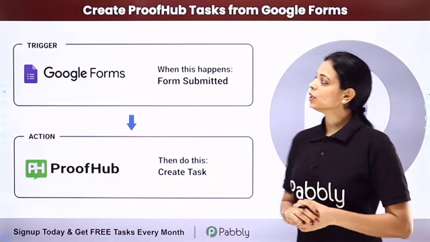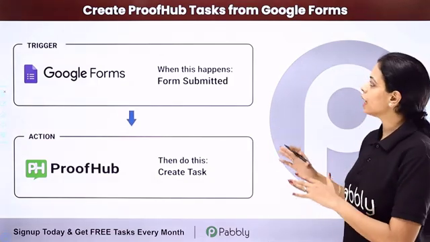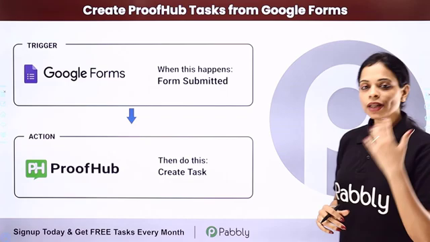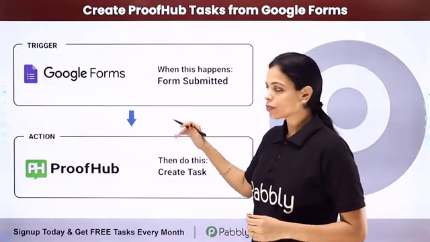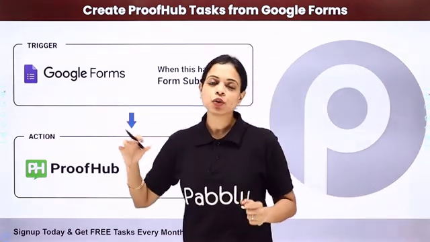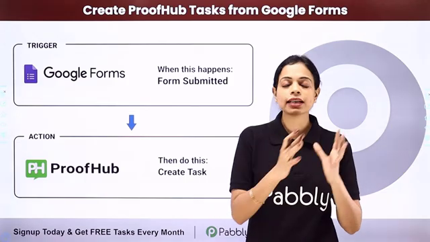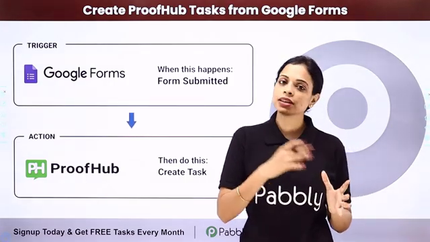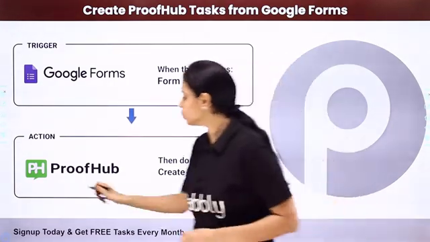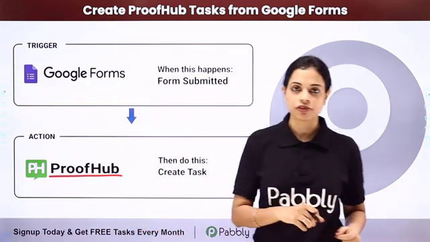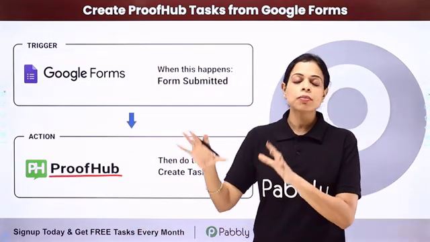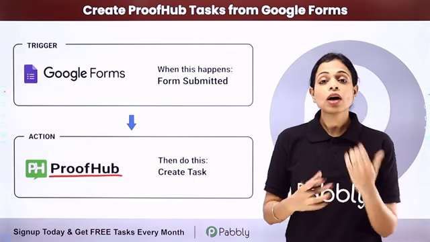In this video, we are going to see how to create ProofHub tasks from Google Forms. So let's say that you have filled up a form, and this is a Google form where you have filled in the information, and now with that information you want to create a task, and the task should be created in ProofHub, which is a project planning software, so that your team is updated about the task that they have to do. Now how can you do that?